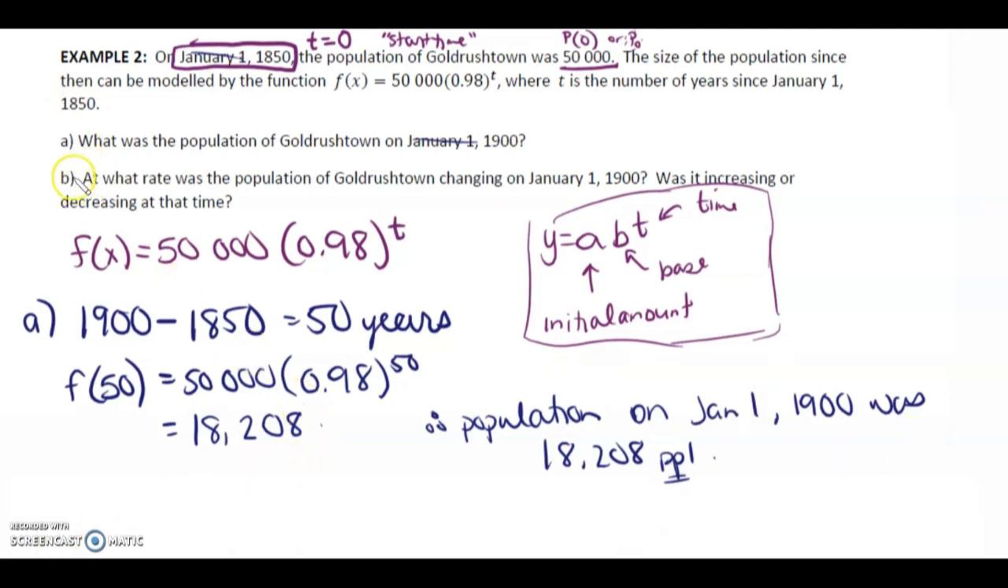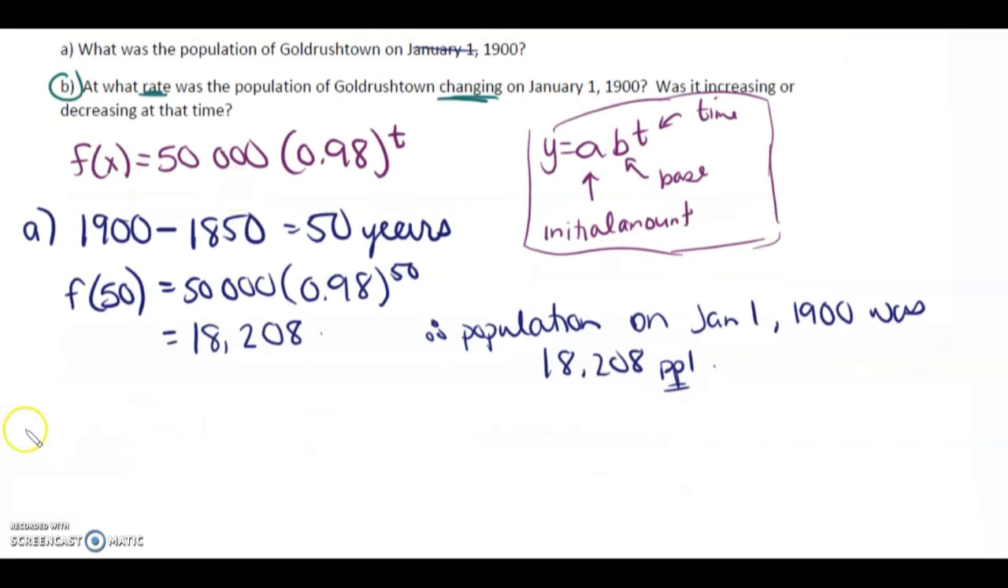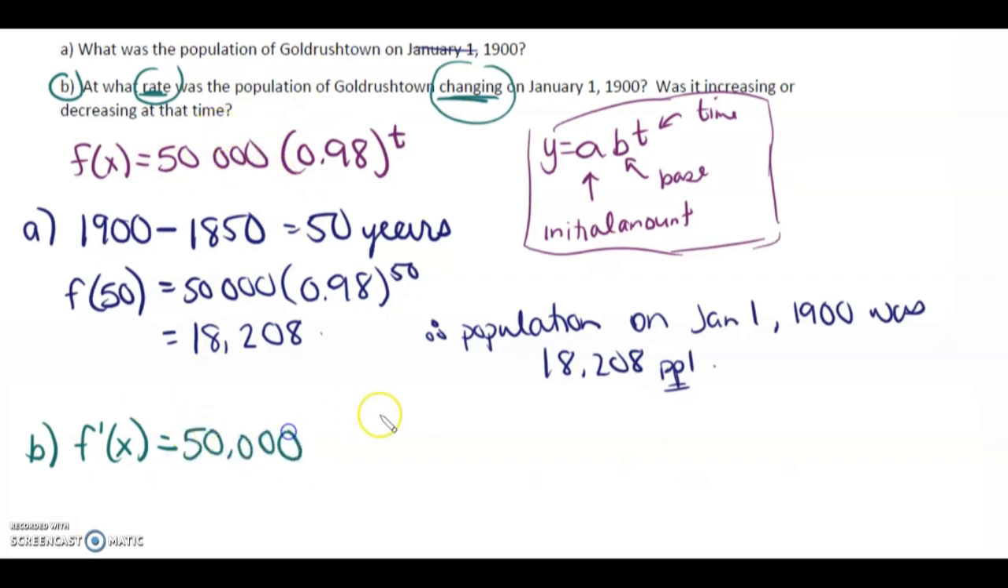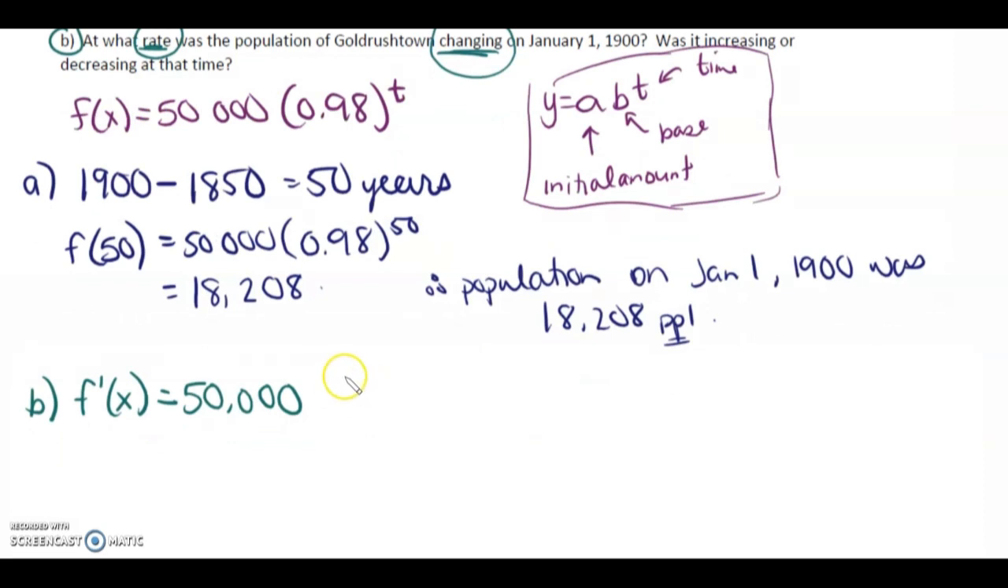Now B, at what rate was the population of Gold Rush Town changing? So we're looking for the rate of change on January 1st, 1990. And then was it increasing or decreasing? First of all, let's take the derivative. Whenever we see rate and changing, we're taking the derivative. So the derivative f prime of x equals, we're going to treat this 50,000 like a constant. So we're going to do 50,000, and then if you want to see the math behind it, we're going to take d by dx or d by dt.